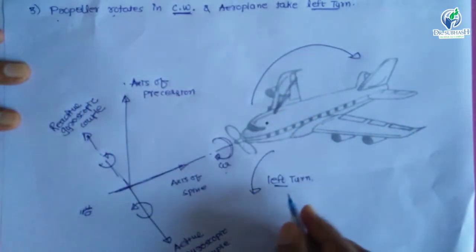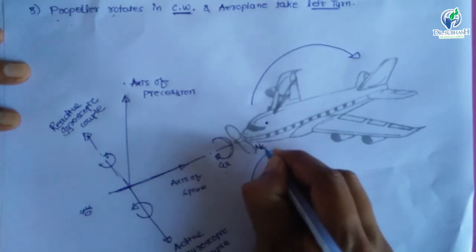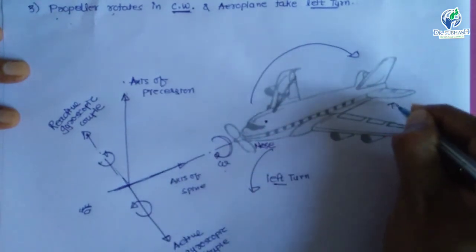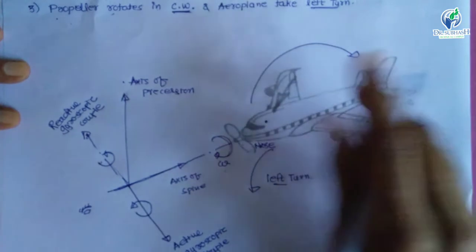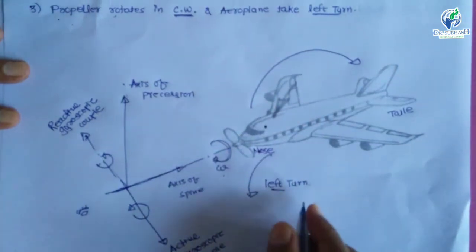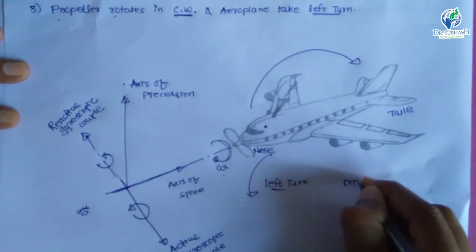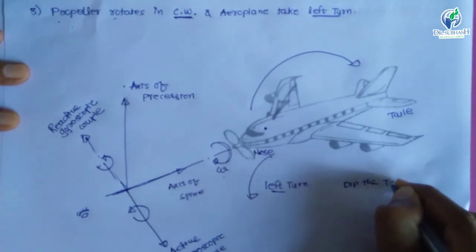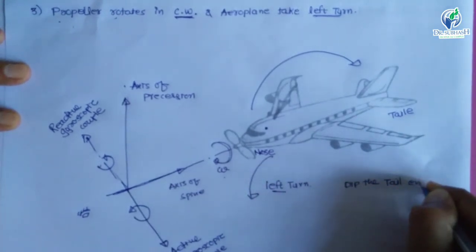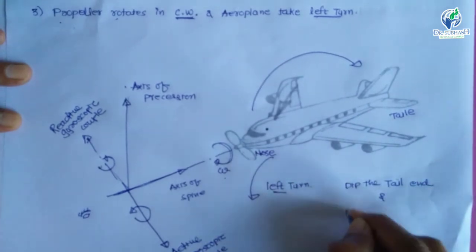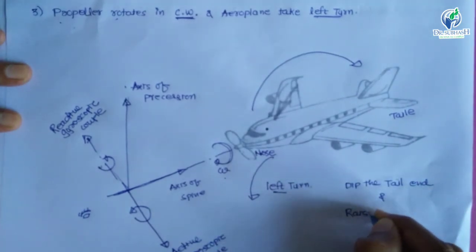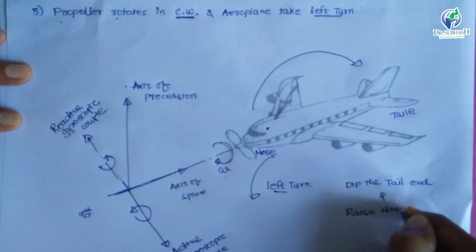Okay, then we know that this is nose end, this is tail end. So from the figure we can easily say that the effect of these things will happen: dip the tail end and raise the nose end.